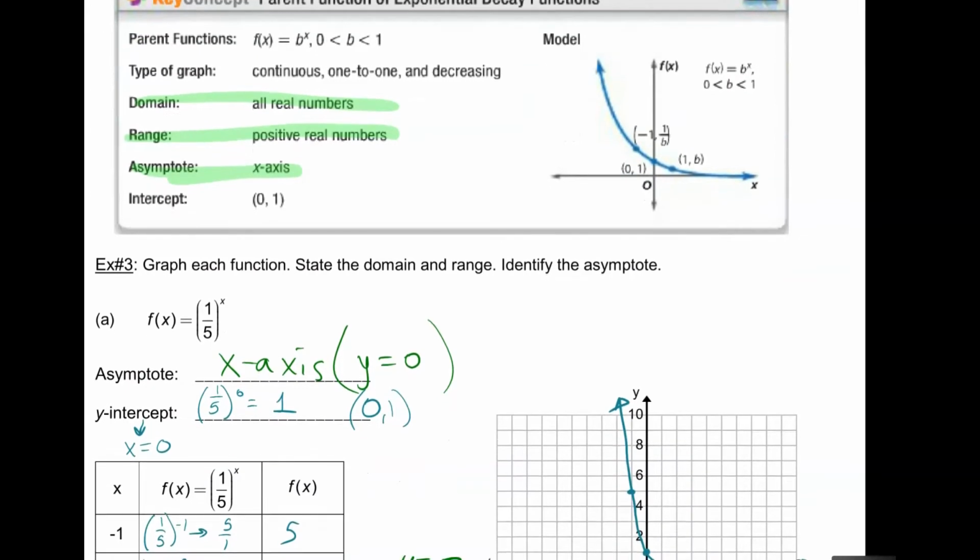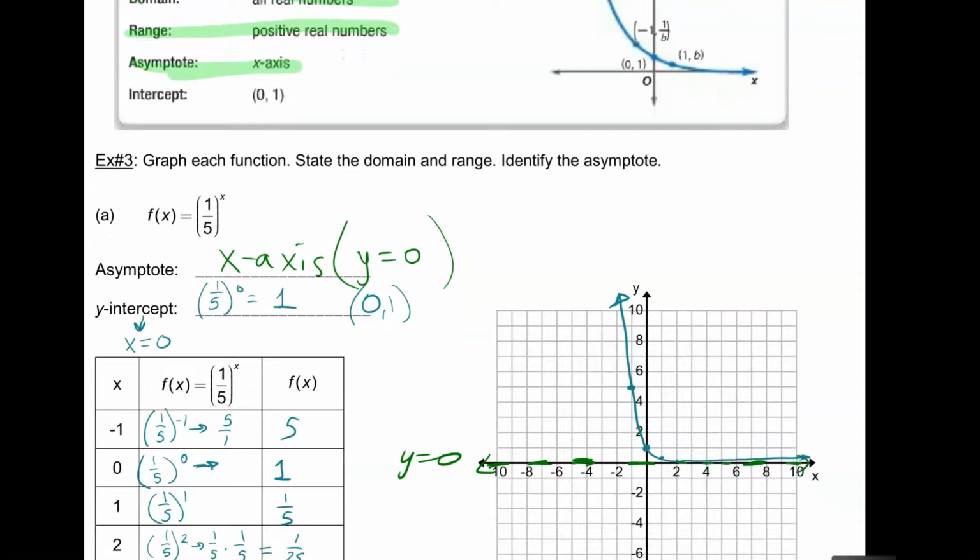Exponential decay, right? So you're getting smaller as you go left to right. And this is because your base is between 0 and 1. Notice we can't have a negative base because then it'd be flipping on either side. If I have a negative base, it's literally going to be flipping back and forth. So that's no good.